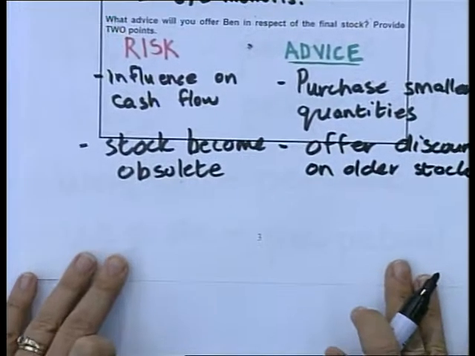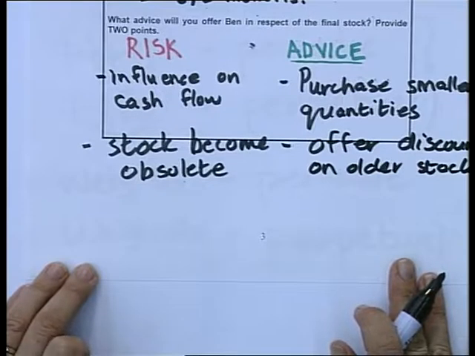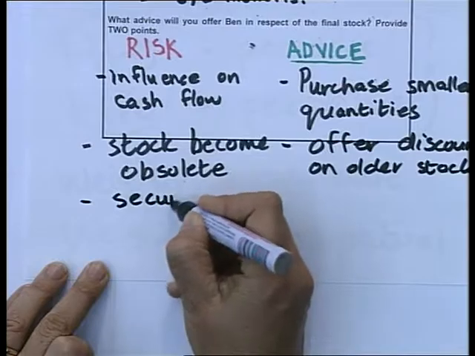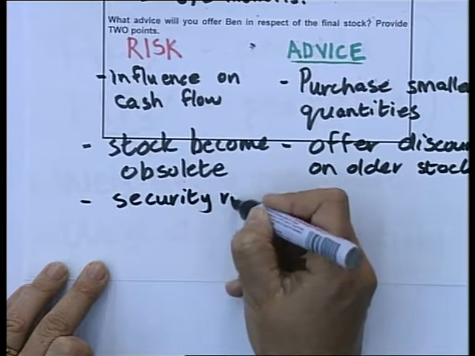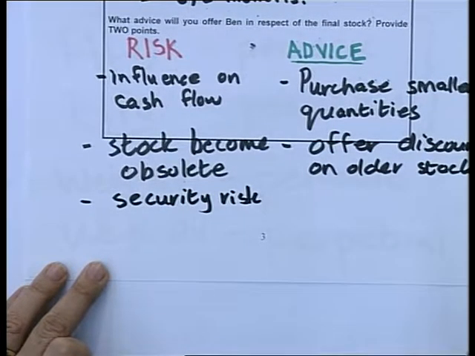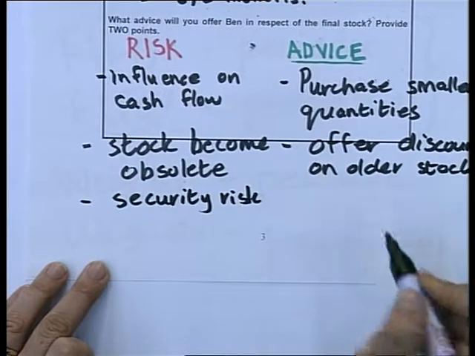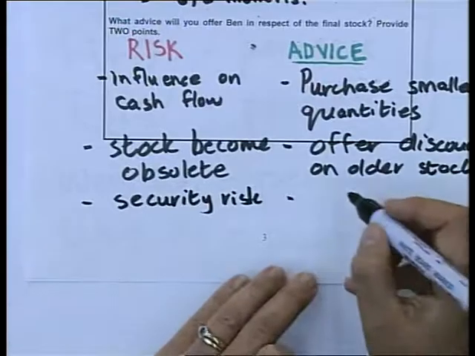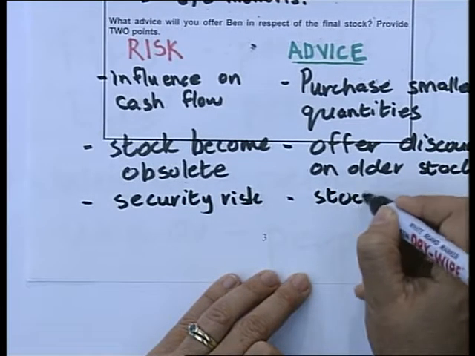Okay. What's another risk that you can think of? There could be a security risk. 30 units got lost or stolen, so there's definitely a security risk. What advice could you give him to improve on that? Okay, first of all, stock must be insured.